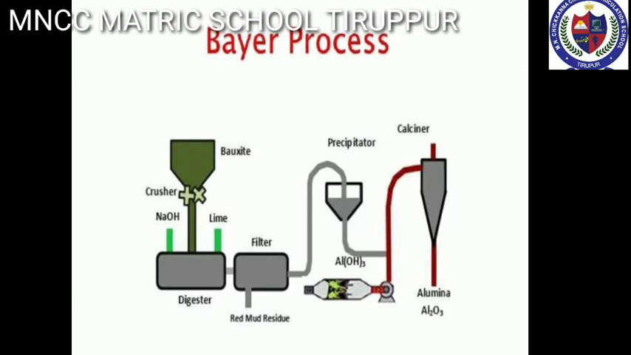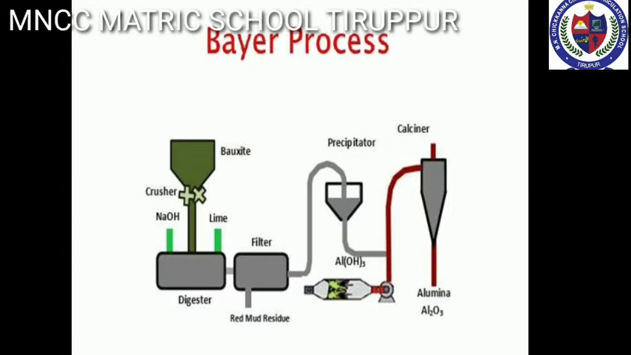So first one, bauxite is the chief ore of aluminium. The extraction of aluminium from bauxite involves two steps. First one, Baeyer's process, and another one, Hall's process. So first we learn about Baeyer's process.